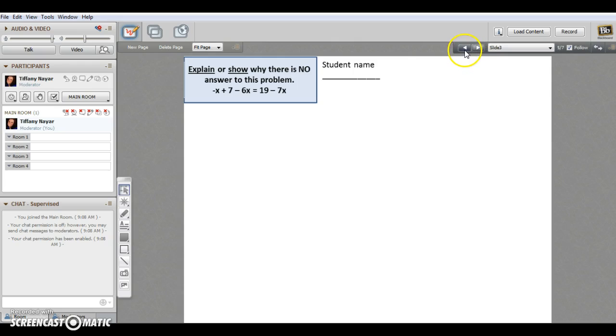So there you go, 3 breakout room activities, 2 for group and 1 for an individual.